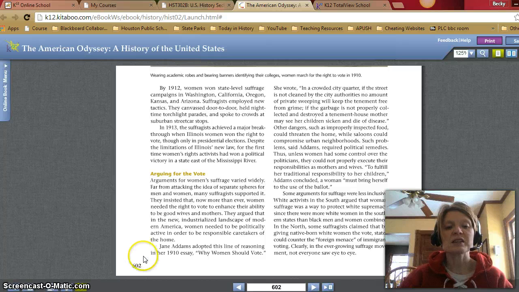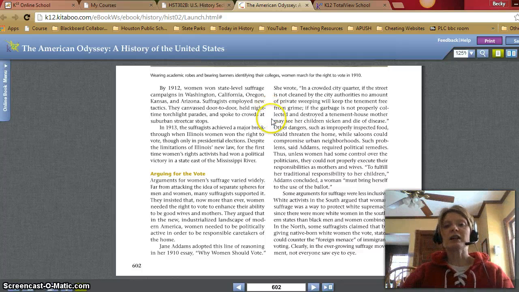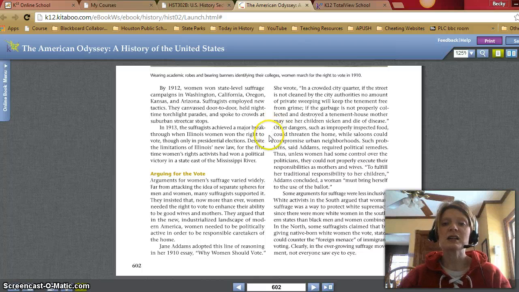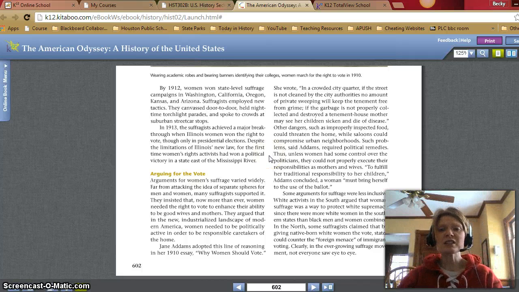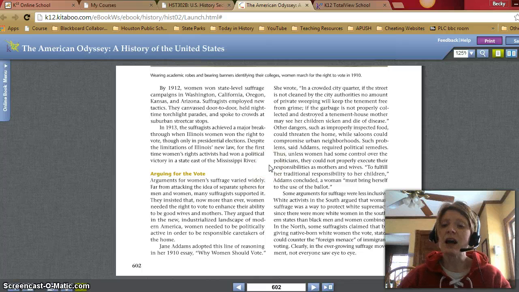Jane Addams adopted this line of reasoning in her 1910 essay, Why Women Should Vote. She wrote, "In a crowded city quarter, if the street is not cleaned by the city authorities, no amount of private sweeping will keep the tenement free from grime. If the garbage is not properly collected and destroyed, a tenement house mother may see her children sicken and die of disease." Other dangers, such as improperly inspected food, could threaten the home, while saloons could compromise urban neighborhoods. "Such problems," said Addams, "required political remedies." Thus, unless women had some control over their politicians, they could not properly execute their responsibilities as mothers and wives. "To fulfill her traditional responsibility to her children," Addams concluded, "a woman must bring herself to the use of the ballot."